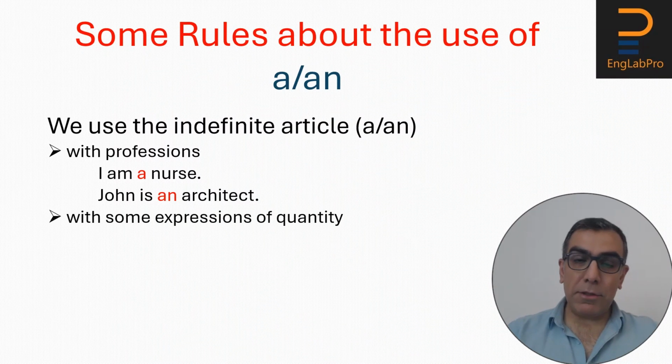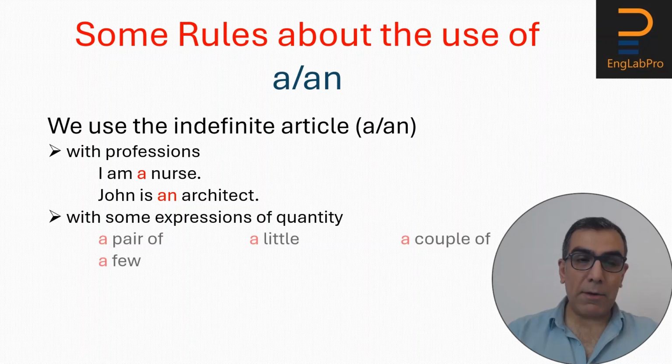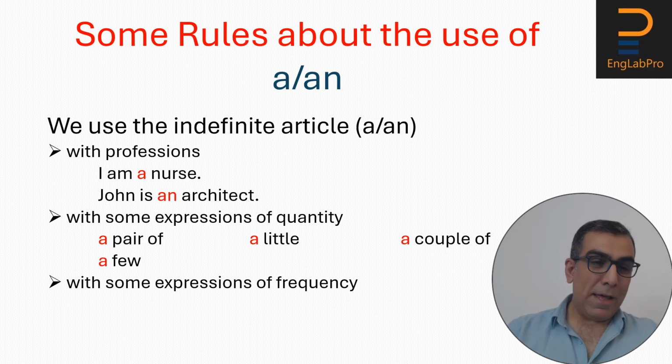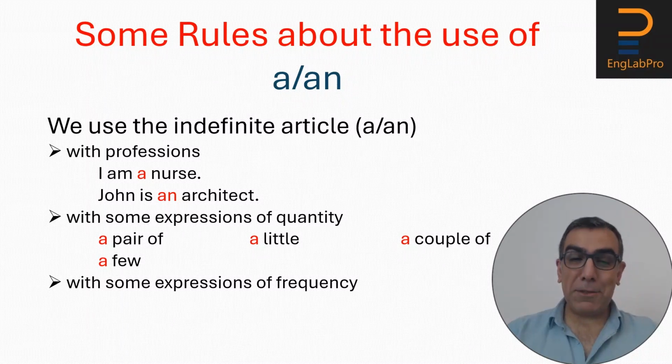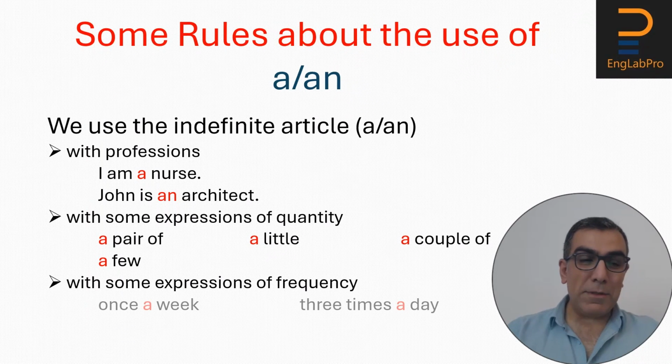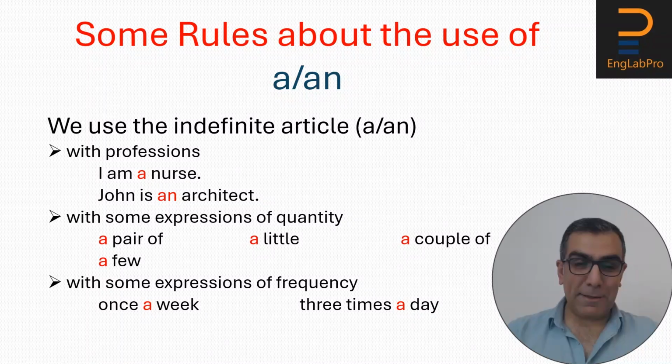With some expressions of quantity, again, we use a or an. For example, we say a pair of, a little, a couple of, a few. These are some of the expressions of quantity that generally go with the indefinite article. And with some expressions of frequency, we also use it, for example, once a week, 3 times a day, means 3 times per day or once per day. So in these situations, we use the indefinite article a or an.